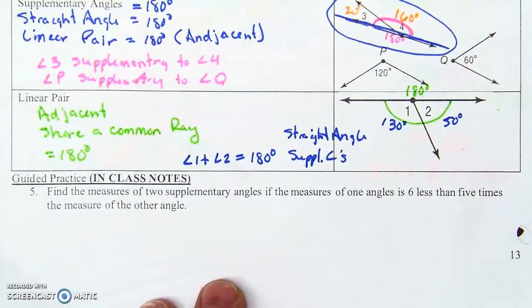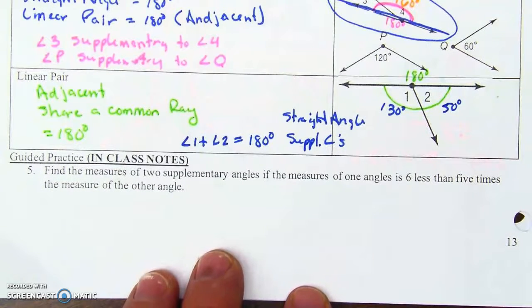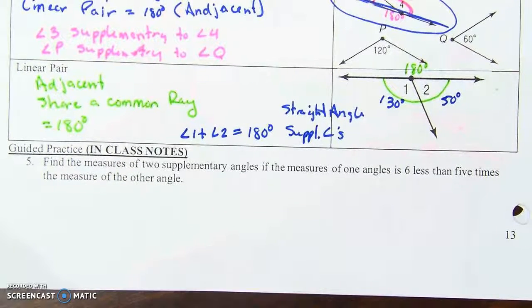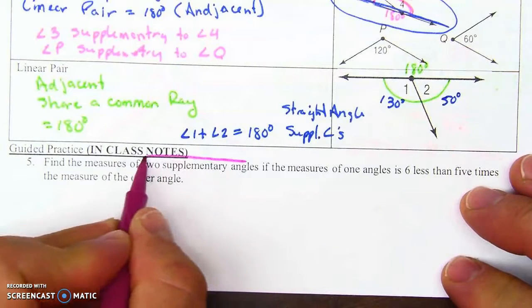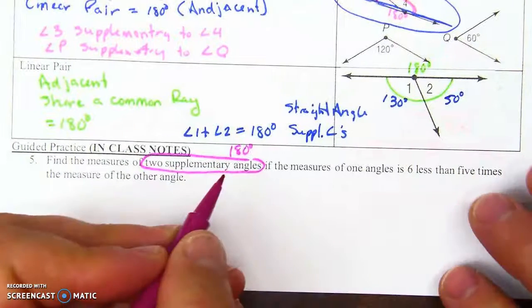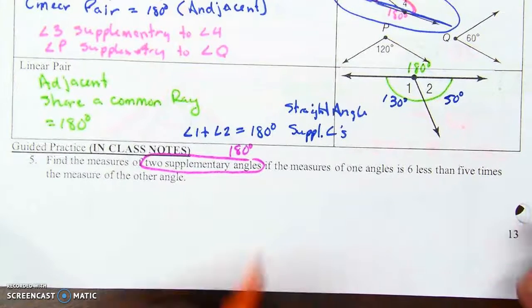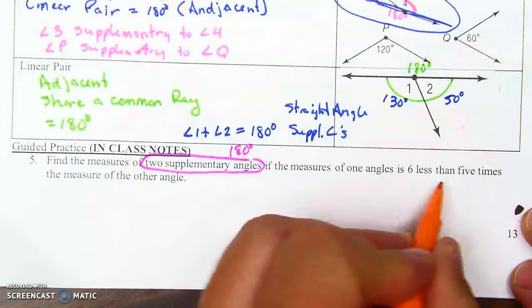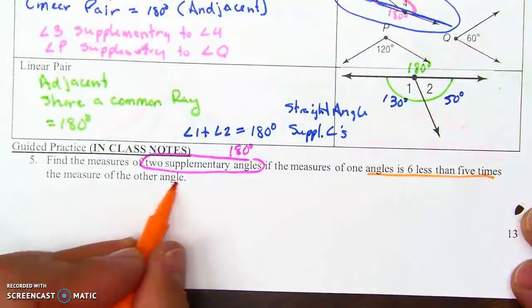It says find the measures of two supplementary angles if the measure of one angle is 6 less than 5 times the measure of the other angle. Holy cow. So a key word in here that we ought to make sure we all know is this right here, and I would circle it. So that means we know that it's going to equal 180 degrees. Now, going back again and talking about written algebra, here's what one of them says: if the measure of one angle is 6 less than 5 times the measure of the other angle.